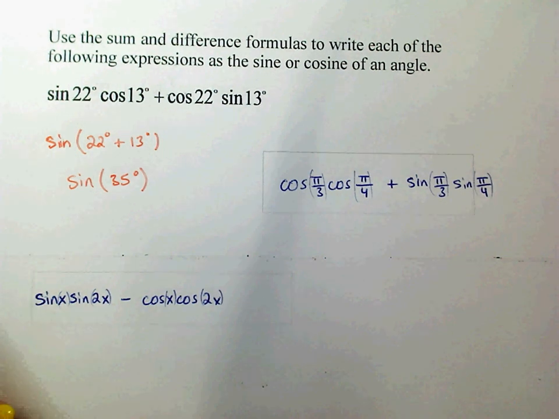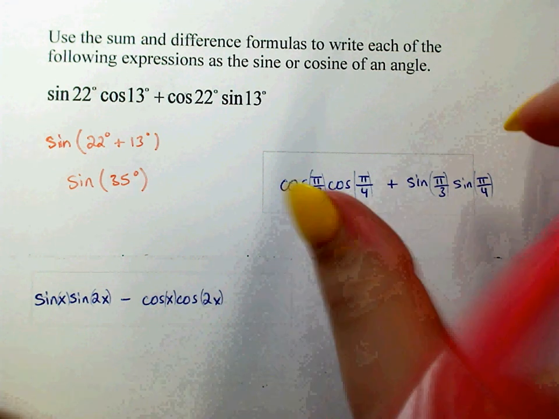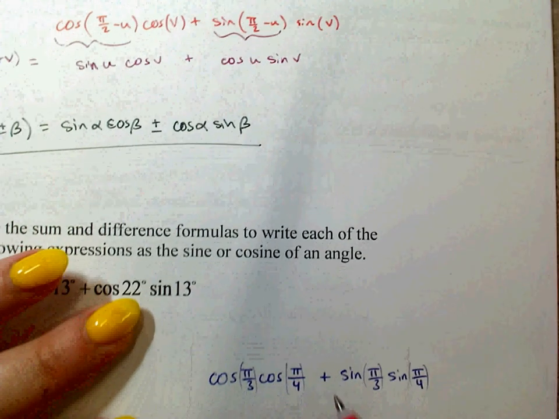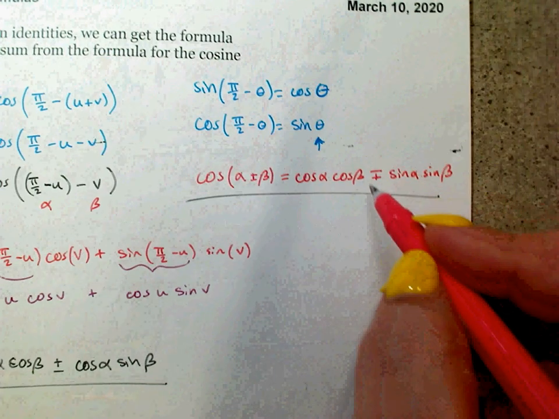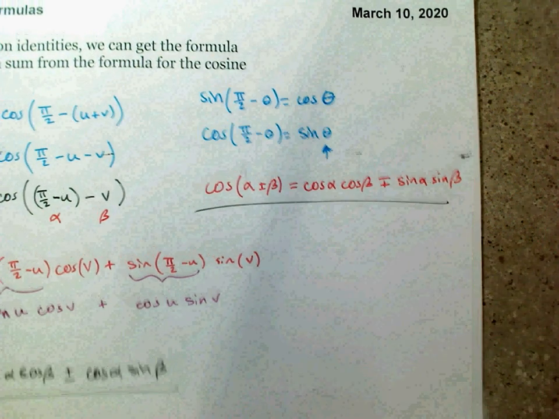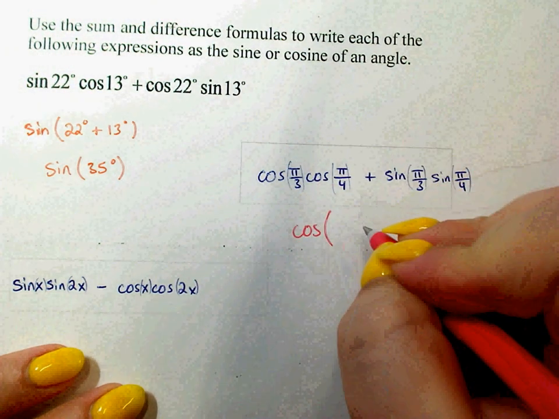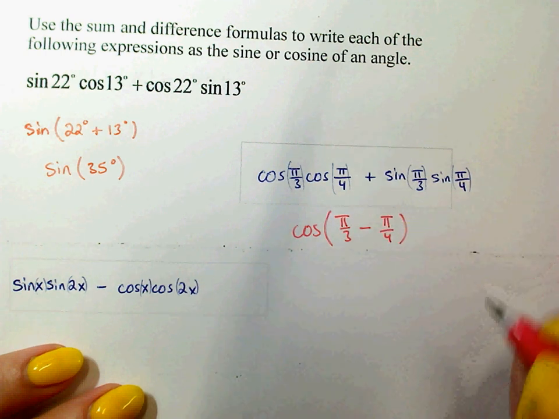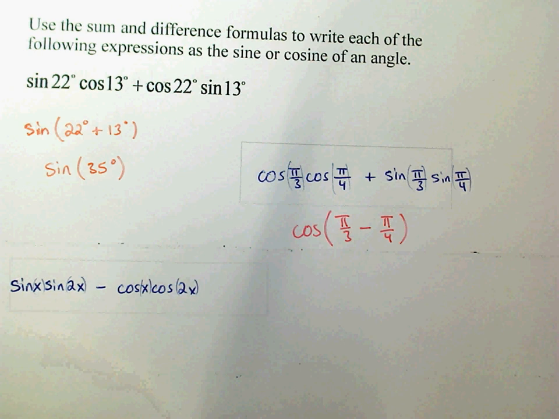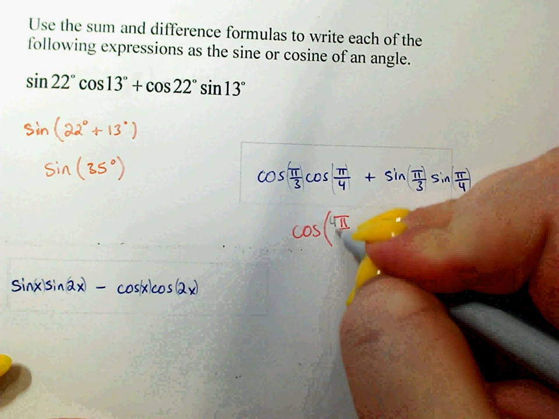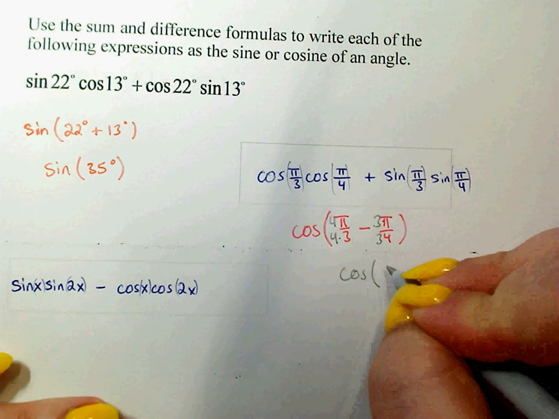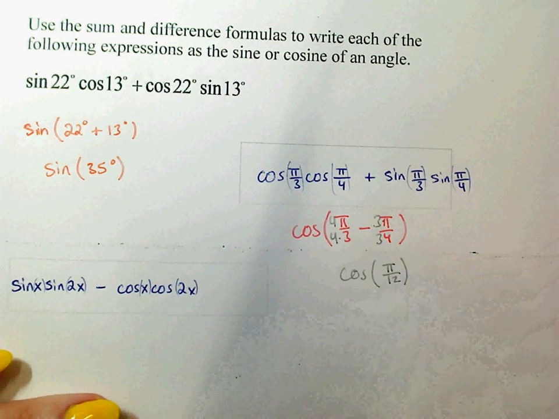Next, cosine of pi over 3 cosine of pi over 4 plus sine pi over 3 sine pi over 4. Cosine, cosine, sine, sine is a cosine. The fact that there's a plus sign in between them, remember, if it's plus here, then that means it's minus over there. So I know it's a cosine, I know it's a minus, and my two angles are pi over 3 minus pi over 4. We're going to do a common denominator. I'm going to multiply by 4 on top and bottom, and by 3 on top and bottom. So it's going to end up being just cosine of pi over 12, and that's what that is equivalent to.